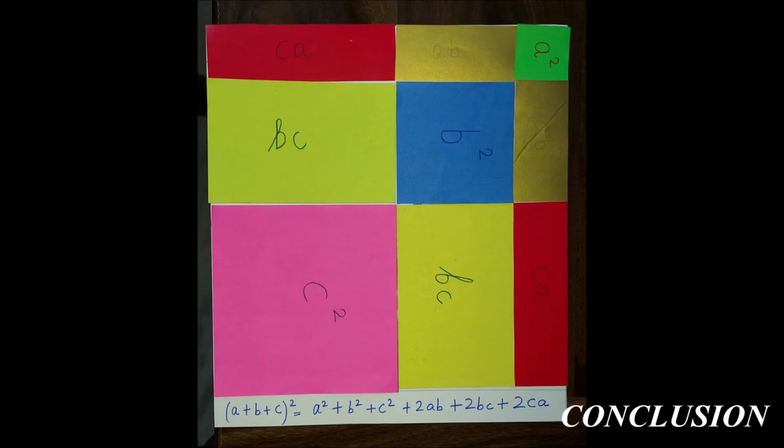Now the observation is as follows. The cutouts representing a square, b square, c square, 2ab, 2bc and 2ca completely cover the square cutout representing (a + b + c) whole square. Therefore, it is verified that (a + b + c) whole square is equal to a square plus b square plus c square plus 2ab plus 2bc plus 2ca.